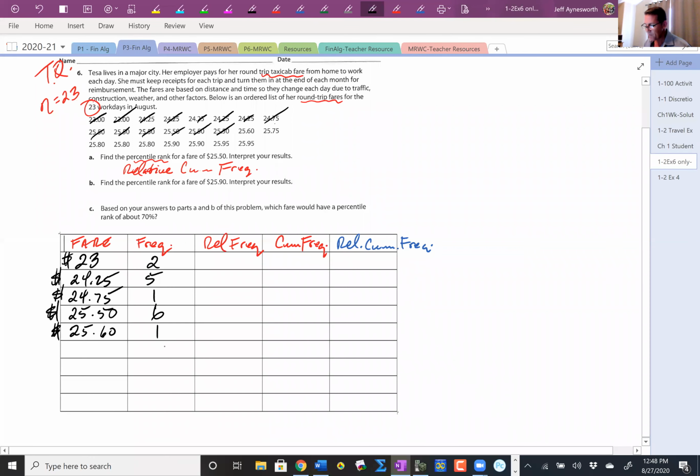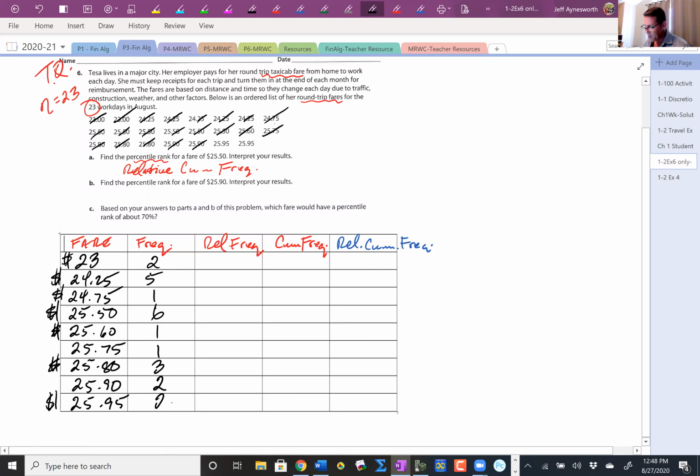So we have one fare of that type, so we cross it out as we go. And then we have a fare of $25.75 here. It looks like only one there. And then how many? We have a $25.80. So the fares are increasing here. We have one, a two, a three of them. We have three of them there. And then the next highest fare is $25.90. We have just two of them there. And then the last fare, the most expensive fare, is $25.95.